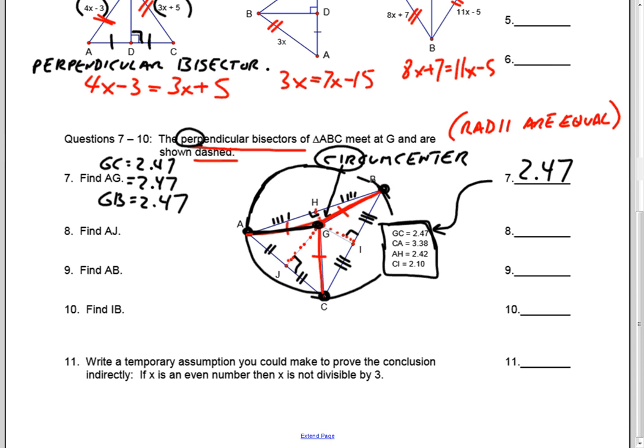AJ. AJ is from here to here. Let's see. CA, where's CA? CA is 3.38. Is that going to help me? What do I need to do? Cut it in half. What's 3.38 cut in half? 1.69?